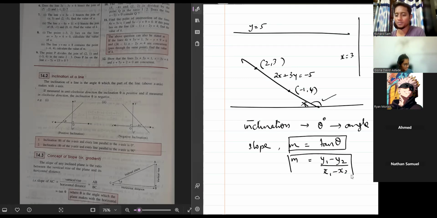Is this clear, everyone? Clear? Okay. When do we use this first formula? When we have theta, the angle. When do we use the second formula? If you have 2 points.